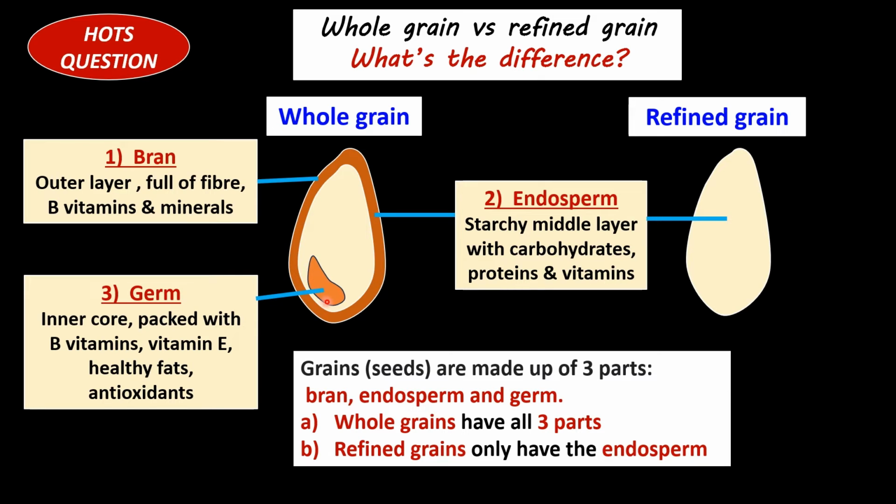All right. So let's see what are the nutrients in the bran and germ that are missing in the refined grains. Okay. The bran is the outermost layer of the grain. It is full of fiber, B vitamins, and minerals. So it's very nutritious because it has the vitamins, minerals, and also the fiber plays an important role in the health of humans, right? Now, germ. The germ is the nutritious part too. It is the inner core of the grain. It is packed with B vitamins, vitamin E, healthy fats, and also phytochemicals and antioxidants, right? So these two parts are missing from the refined grain. That's why whole grain is more nutritious than refined grain, because whole grain has the bran and the germ, which is full of nutrients.